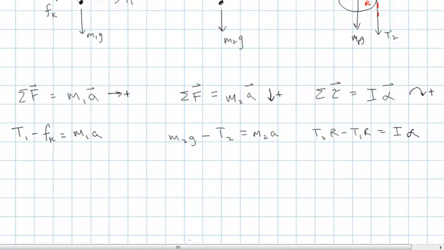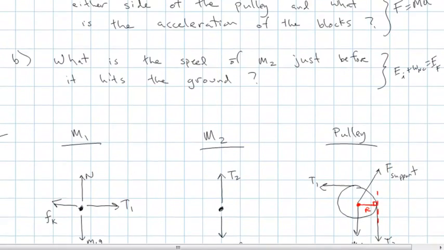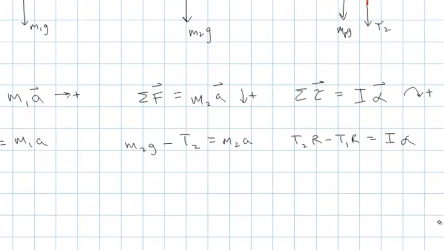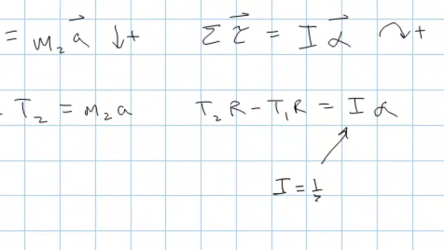But we've got T1, T2, a, I, alpha. Let's work on I and alpha and try to get those into other variables that we can deal with. First thing we need to know is, what is this pulley? Oh, I didn't say, did I? Let's make the pulley a solid disk. I for a solid disk is 1/2 mr squared.